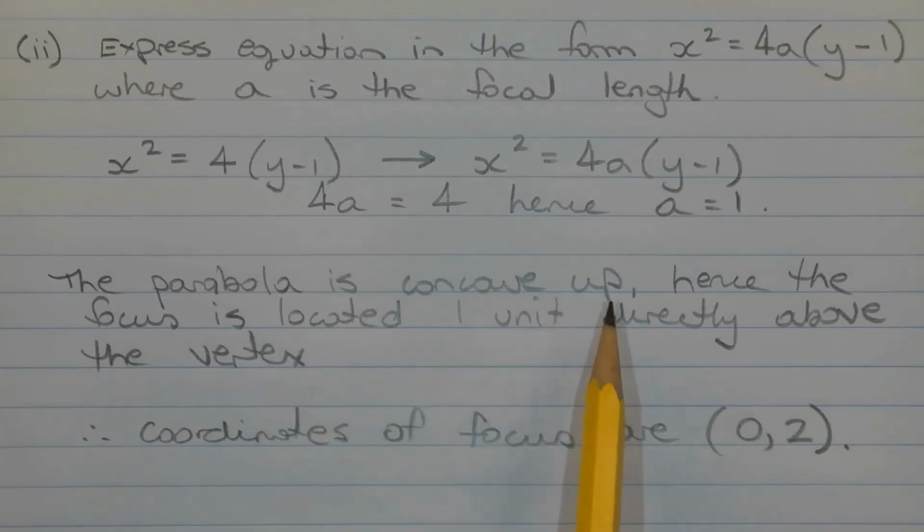Now the parabola is concave up. Hence, the focus is located 1 unit directly above the vertex. Now from part 1, we found that the vertex has coordinates (0, 1). So 1 unit directly above (0, 1) means the coordinates of the focus are at (0, 2).